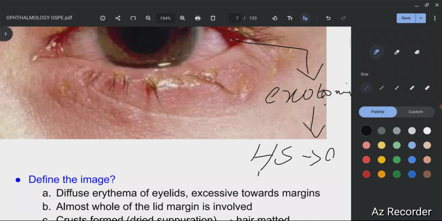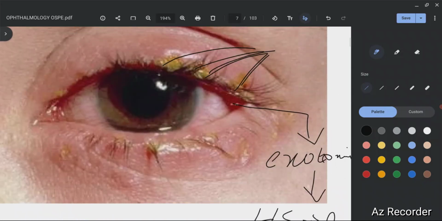Exotoxins secreted by these organisms will generate a hypersensitivity reaction in your conjunctiva. C for conjunctiva. And when you have inflammation, you have edema, right? Because of inflammation, your conjunctiva is showing edema, which is known as chemosis, and redness. So this is very, very important.